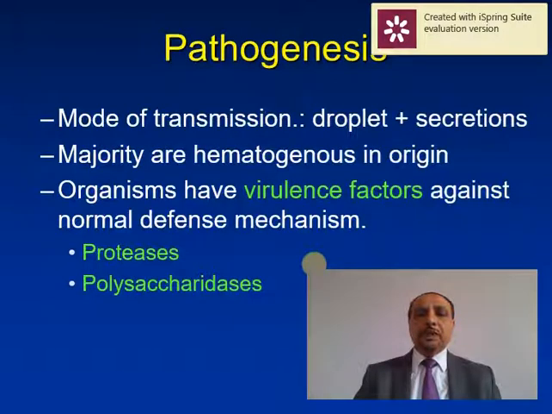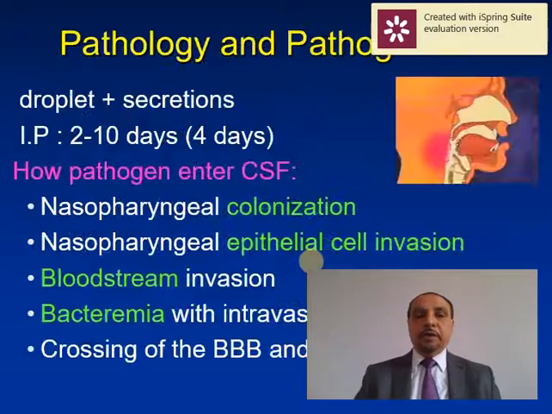What is the pathogenesis of meningitis? Now the mode of transmission is through droplets or through the secretions from the patients. So it comes through the upper respiratory passages. The majority are hematogenous in origin. It will spread from the throat to the blood. Organisms have virulence factors against normal defense mechanisms, including proteases and polysaccharidases. These are the virulence factors of the organism.